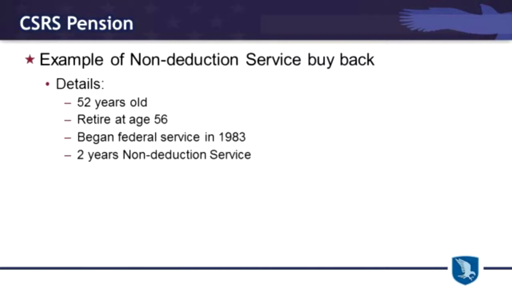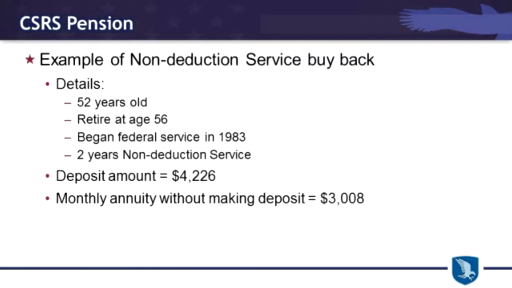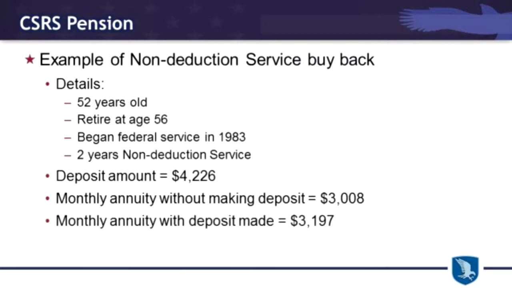A federal employee, 52 years of age, retires at age 56. He began federal service in 1983 and has 2 years of non-deduction service. For him, his deposit amount was $4,226. Without making the deposit, his monthly annuity would be $3,008. However, if he made the deposit on that time, his monthly annuity now goes to $3,197. With this difference, the break-even is under 2 years.